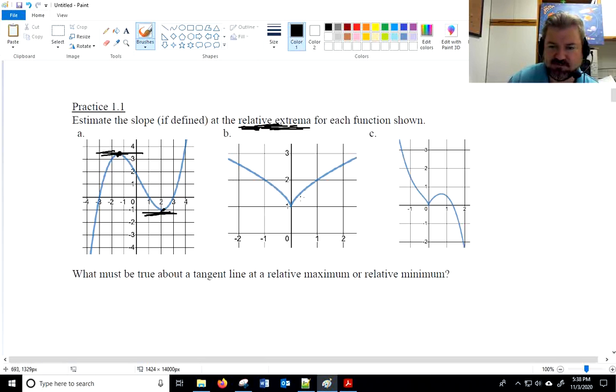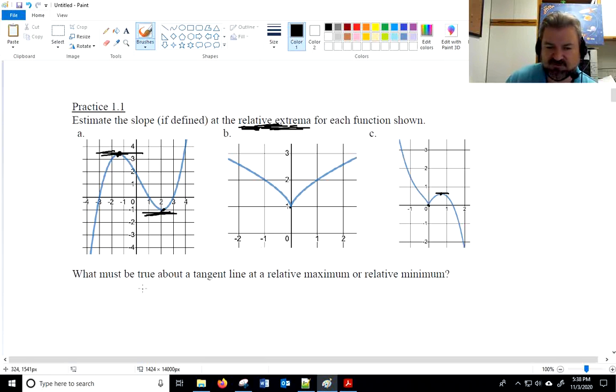Okay, so what about here? Well, this is undefined. You might say it's vertical or something like that, but it's actually not defined at all. It's a cusp. So at this relative min, the derivative is undefined. What about here? Well, this is a relative min, and again, we have a cusp, right? Undefined slope. And up here, the slope is 0.